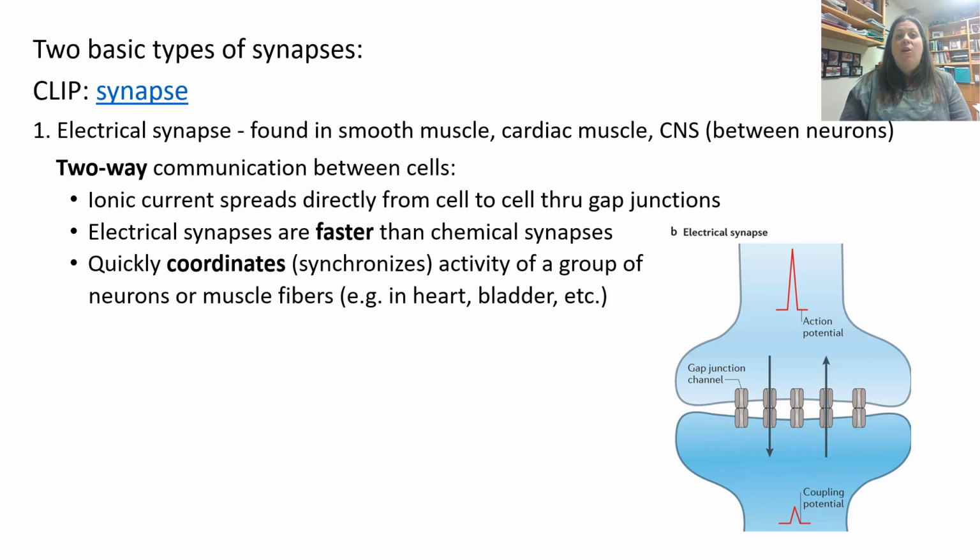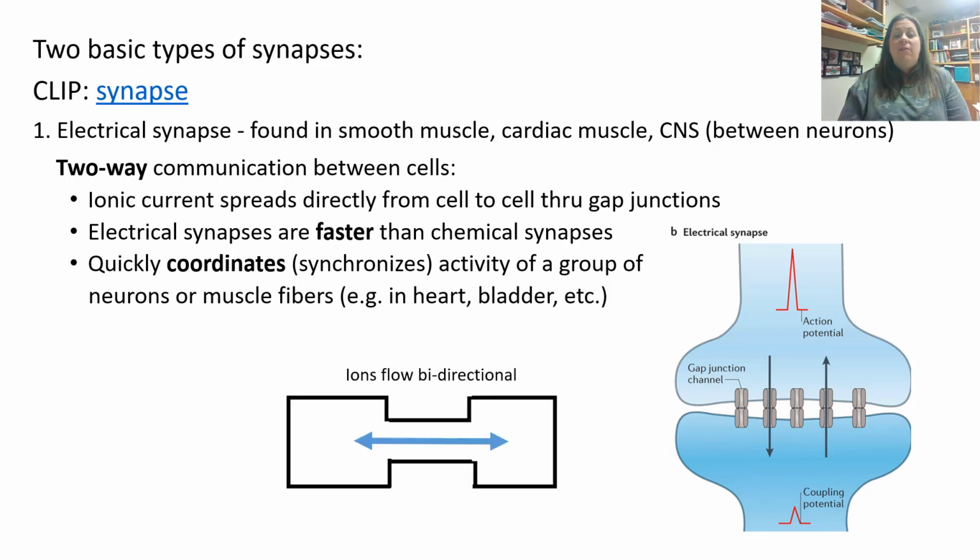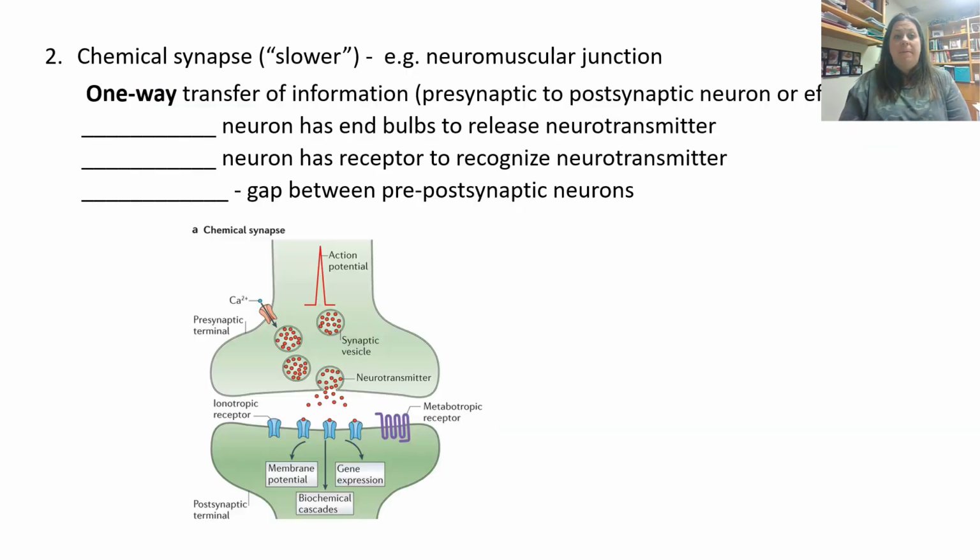This allows for quick coordination to take place, where the cells synchronize what they're doing, which is super important when we're talking about your heart muscles. They need to be synchronized in order to beat together to push the blood, or your bladder or something like that. So these are what we see with electrical synapses. In the Crash Course video, they compare that to a group text. All the information is going through very quickly, allowing for a potential response to happen quickly. So again, the ions are going to flow in both directions.